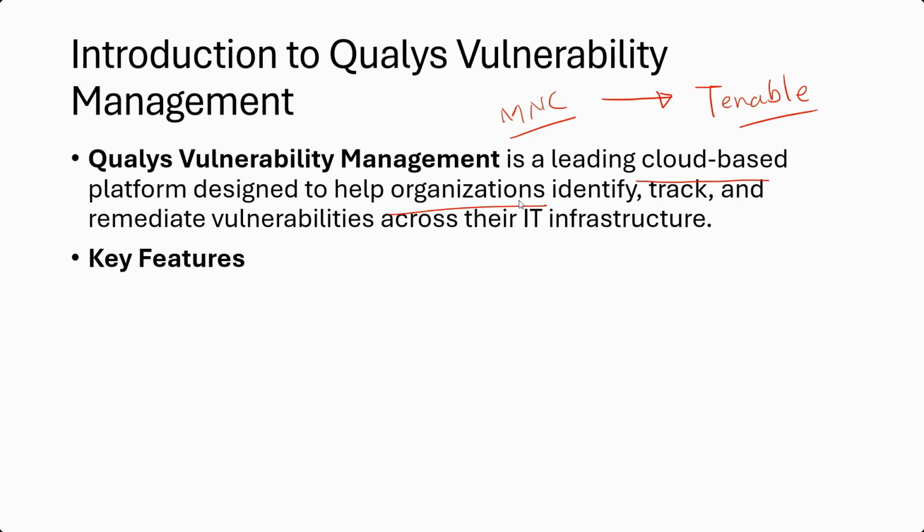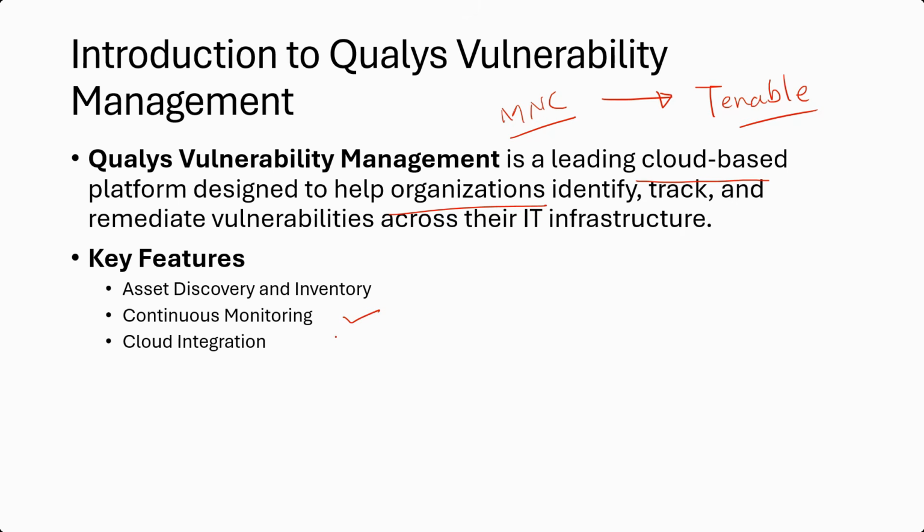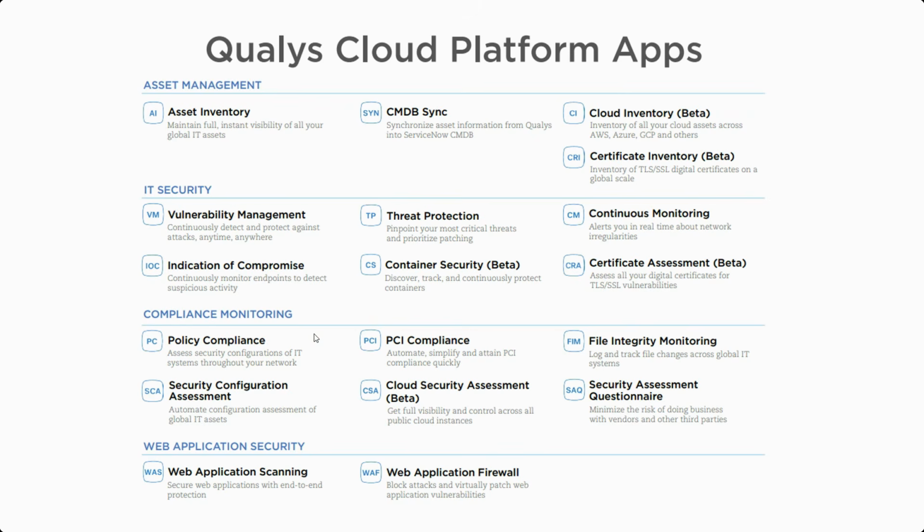Okay. So some of the key features are: it has the asset discovery capability, where it can dynamically discover all the assets and manage the inventory of it. It can also help us to perform continuous monitoring. It can keep a track of changes and new vulnerabilities in real time and also help us to be aware about our security posture. Next, it has different integrations available, very specifically integration with the AWS, Azure, and GCP cloud.